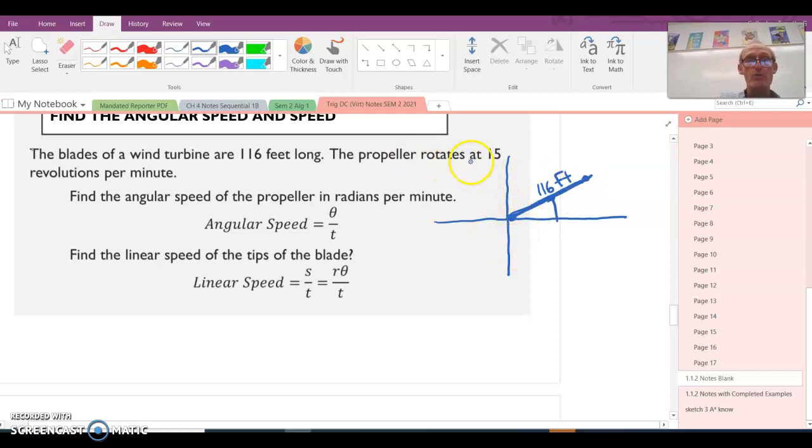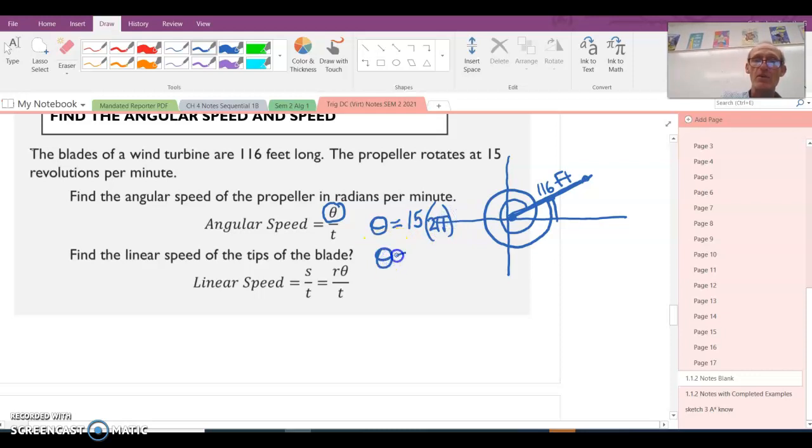Now, the propeller rotates 15 revolutions per minute. So what that means is it goes around 15 times in 1 minute. Okay? So 15 times in 1 minute. Now we want to find the angular speed. Now, we got to figure out how many radians that is in 1 minute. Okay? So if it spins around 15 times, that's 15 times 2 pi radians. So theta is equal to 15 times 2 pi.